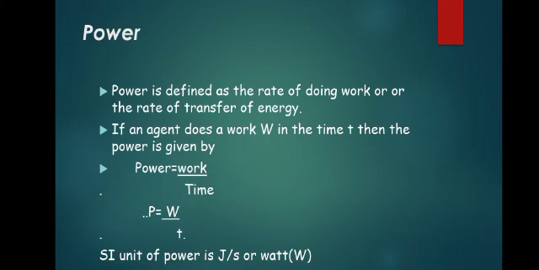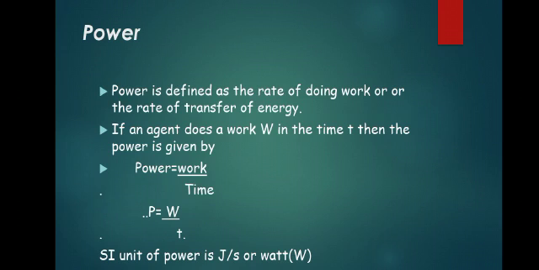Now if an agent or a machine or any other thing is doing a work W in a time T, then the power is given by power is equal to work divided by time. We said that it is the rate of doing work. Rate means we are always dividing that particular quantity by time. Rate of change of velocity, velocity divided by time. Rate of change of displacement, displacement divided by time. So here it is the rate of doing work, that means you are dividing work by time.